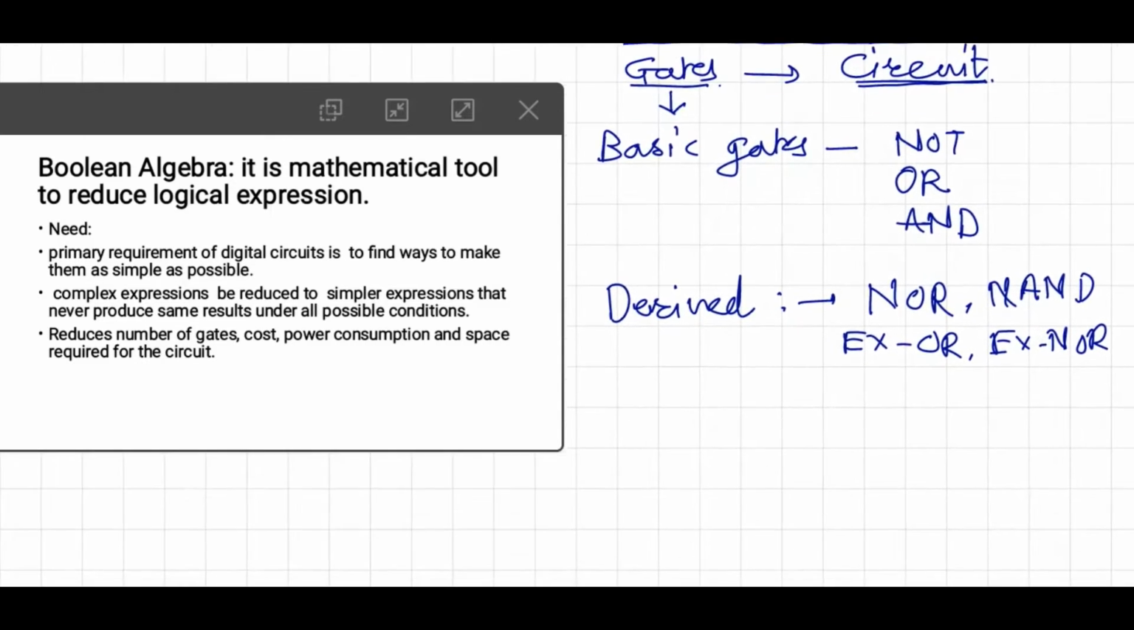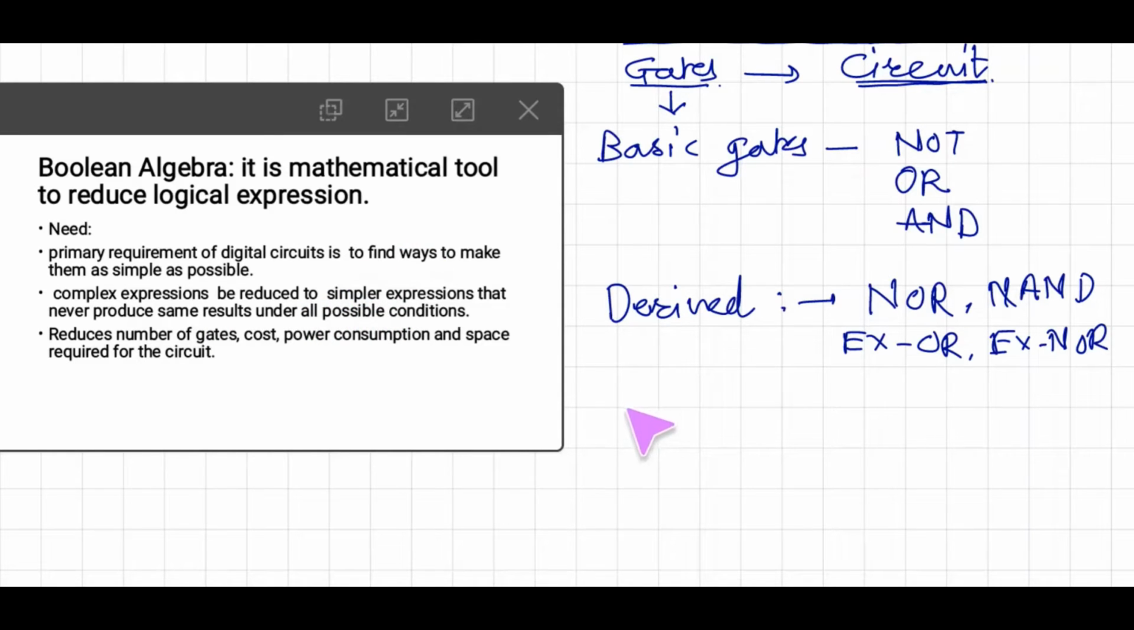Now when we are trying to construct a circuit, we know that the primary requirement of digital circuit is to find a way to make them as simple as possible. So what does it mean, as simple as possible? Remember that if any expression is given and if we know the Boolean algebra, then we can reduce it to a simple circuit which gives the same output as a complex circuit. A complex expression can be reduced to simpler expression that nevertheless produces the same result under all possible conditions.